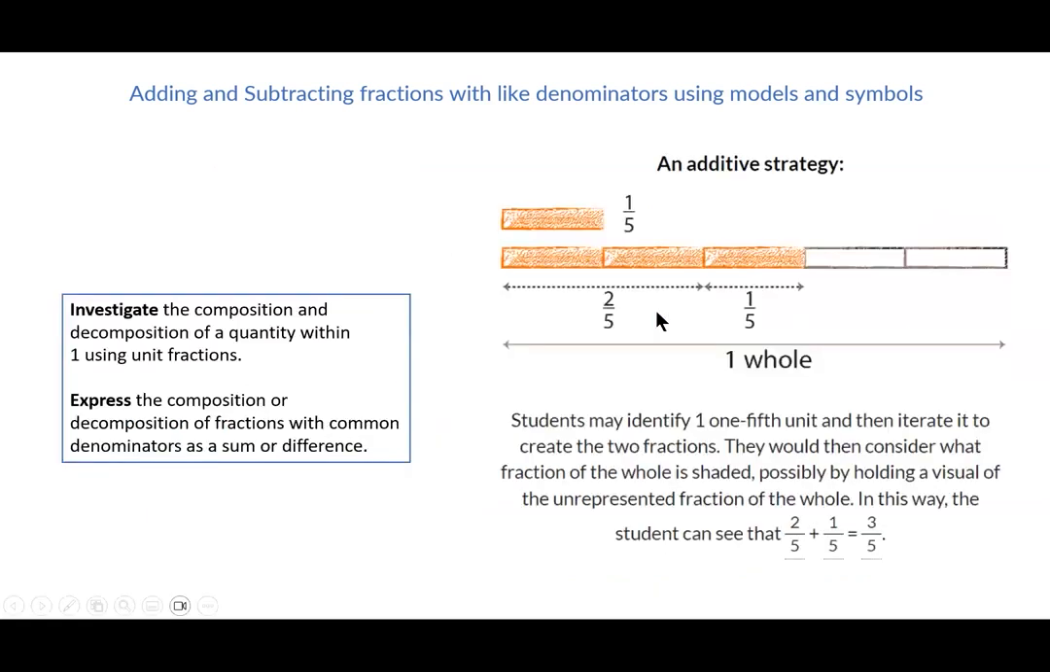Another way you could do this is through the additive strategy. Remember, the outcome says different strategies. So this is the additive strategy where you do iterations. So I show 1/5, and then underneath it, I'm going to show 2/5 and then add them together. So students may identify a 1/5 unit and then iterate it to create the 2 fractions. So now they're adding 1/5, and then they were adding 2/5. They would have done 2 more, and so putting them together, they get 3.